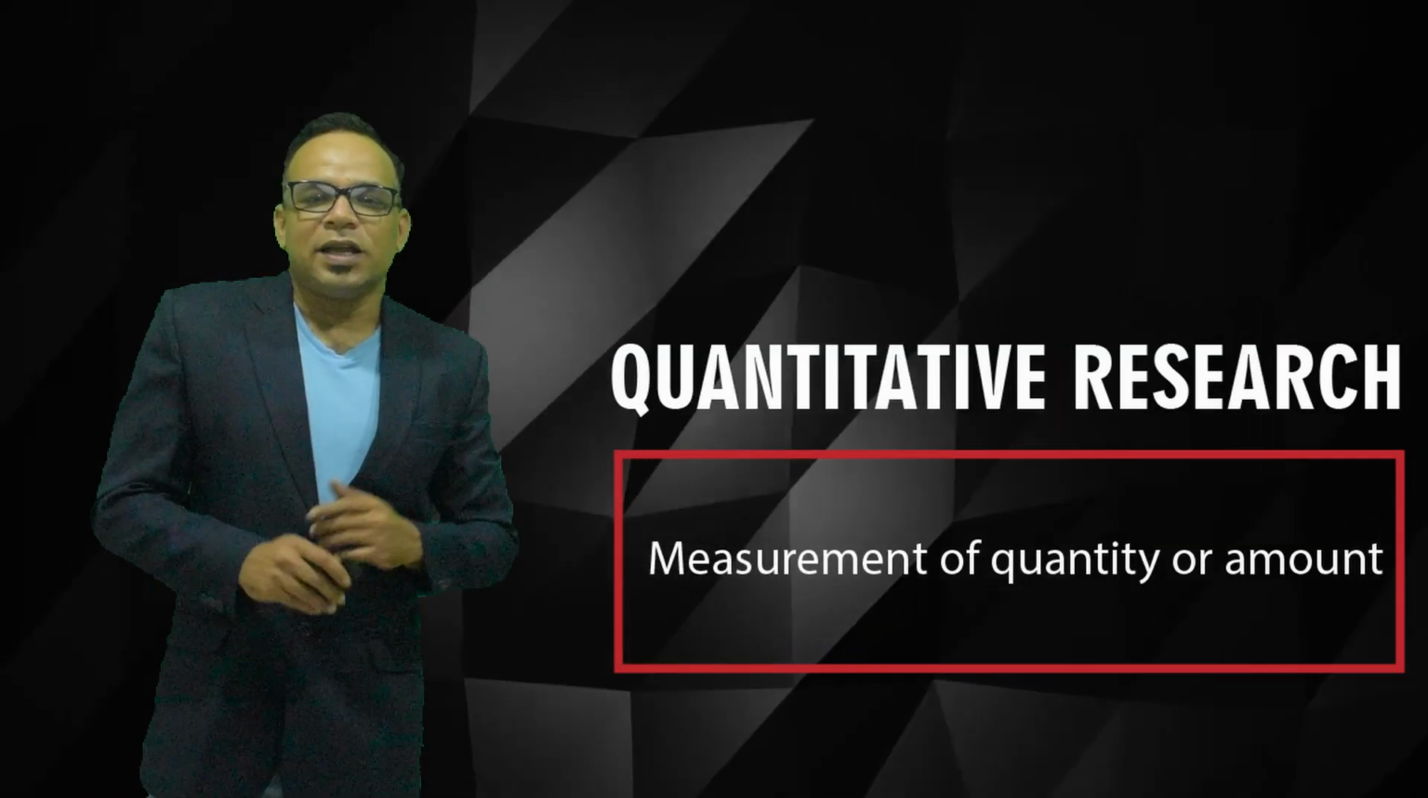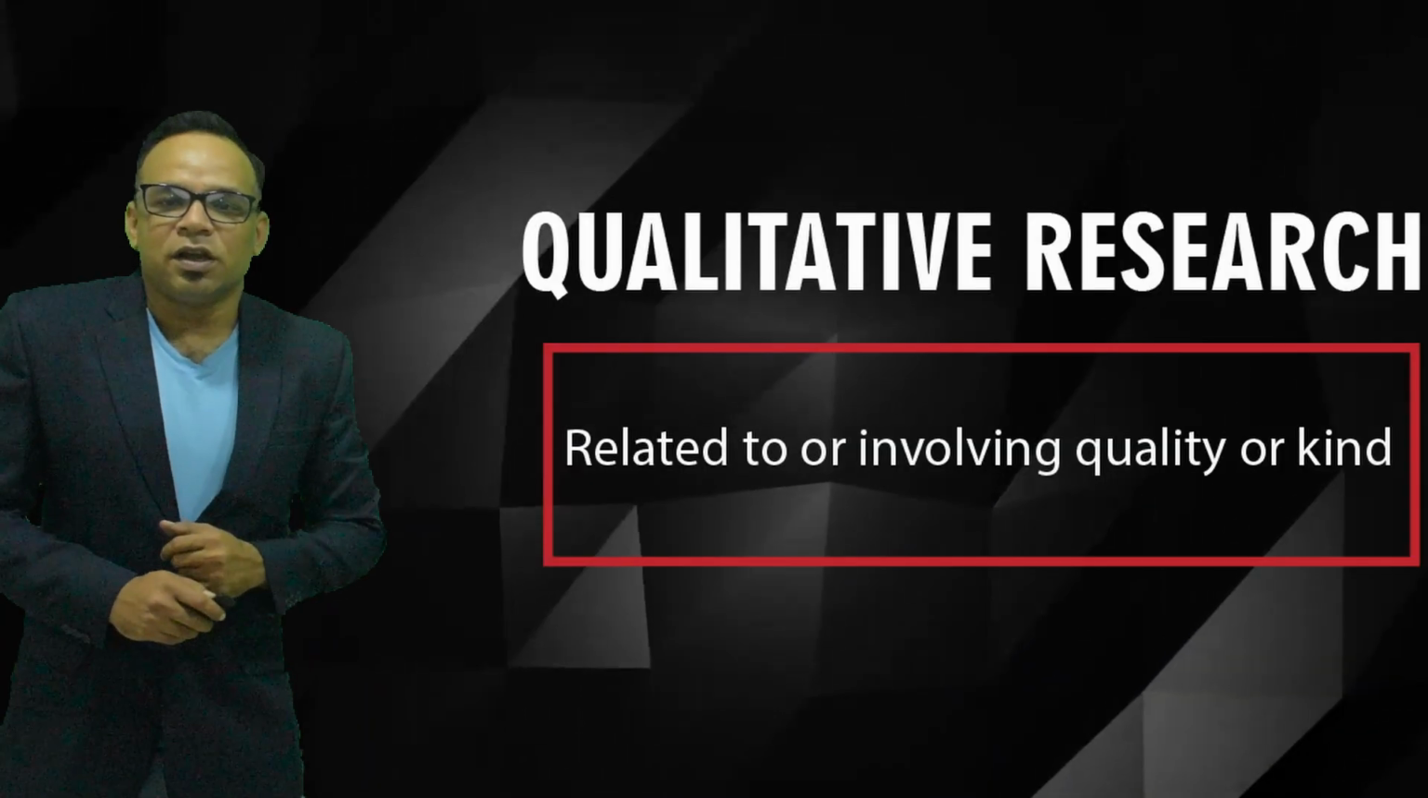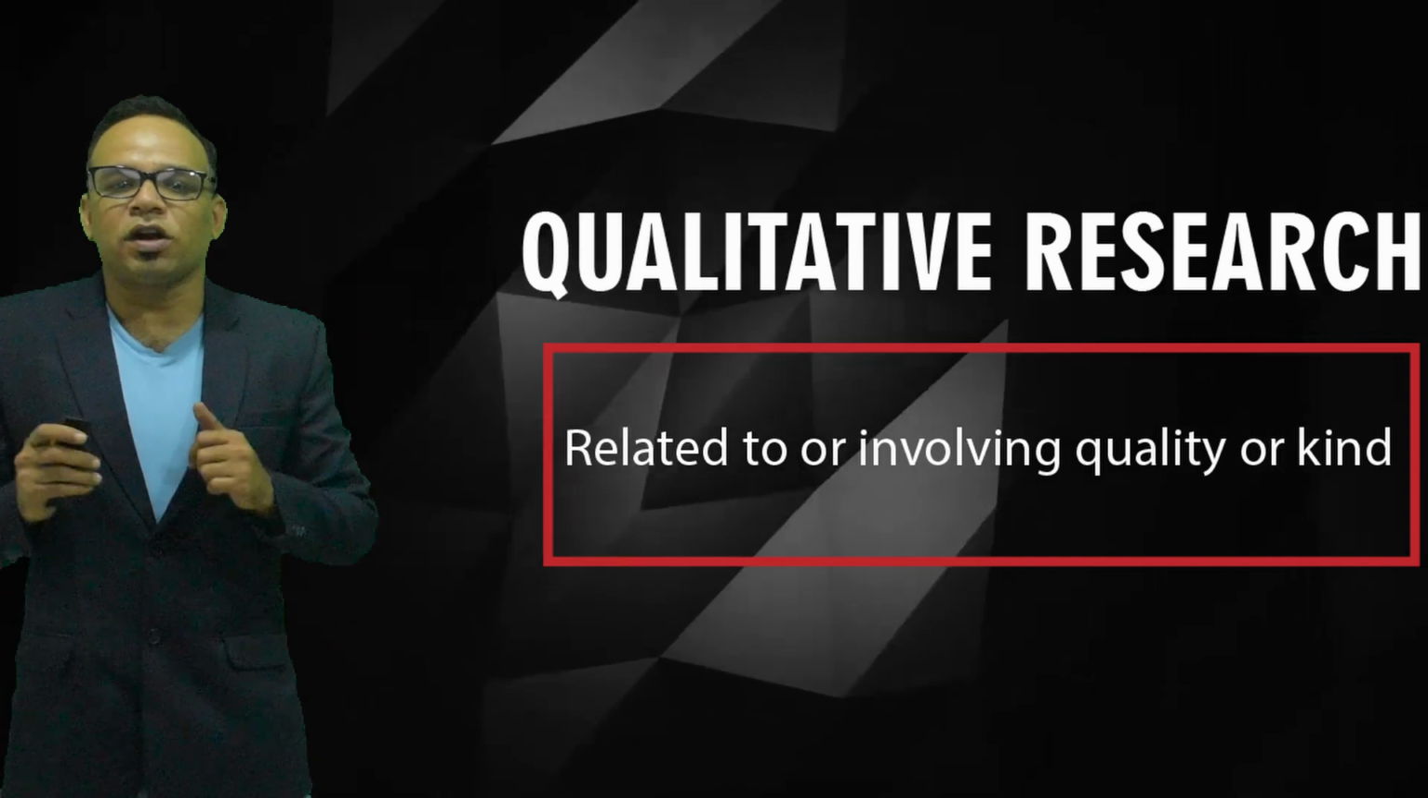Coming to the third classification, quantitative research. It's a measurement of quantity or amount. And qualitative research is related to or involving quality or kind.